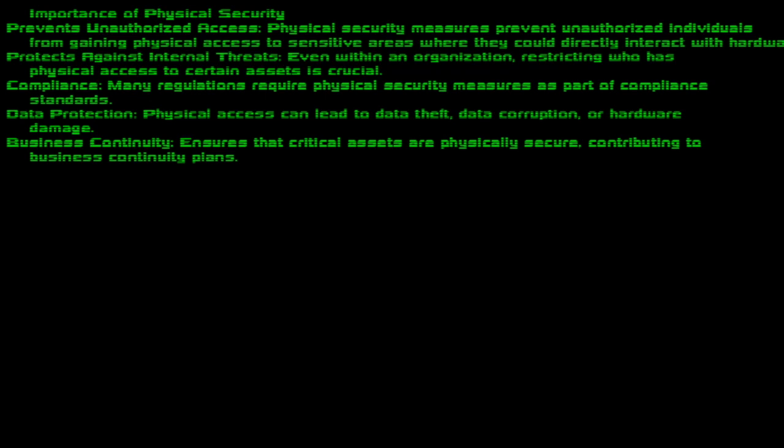Compliance. Many regulations require physical security measures as part of compliance standards. Data protection. Physical access can lead to data theft, data corruption, or hardware damage. Business continuity. Ensures that critical assets are physically secure, contributing to business continuity plans.